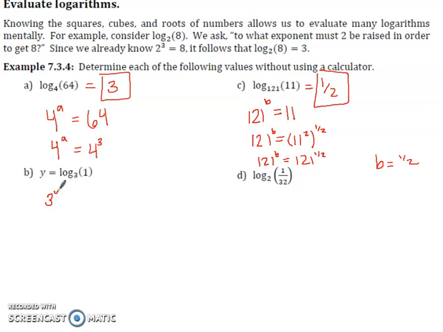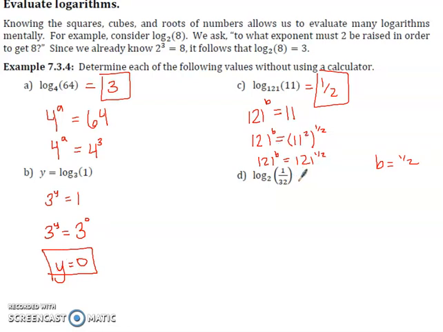Here I've got 3 to the power of y is equal to 1. I know that anything to the power of 0 is going to be 1. Anything non-zero to the power of 0 is 1. So that tells me that 3 to the y is actually equivalent to 1, which is 3 to the power of 0. Now that my bases match, I know that my exponents must match, so y is equal to 0.